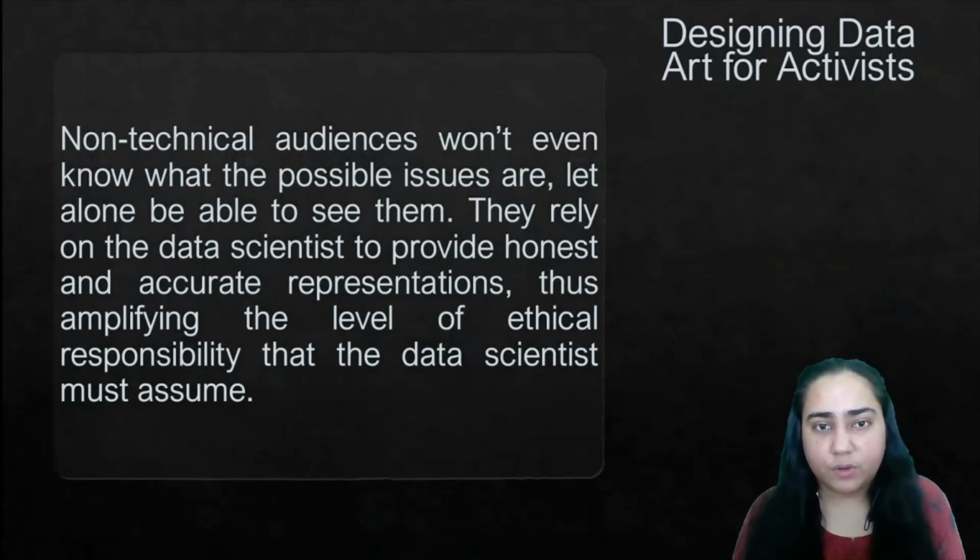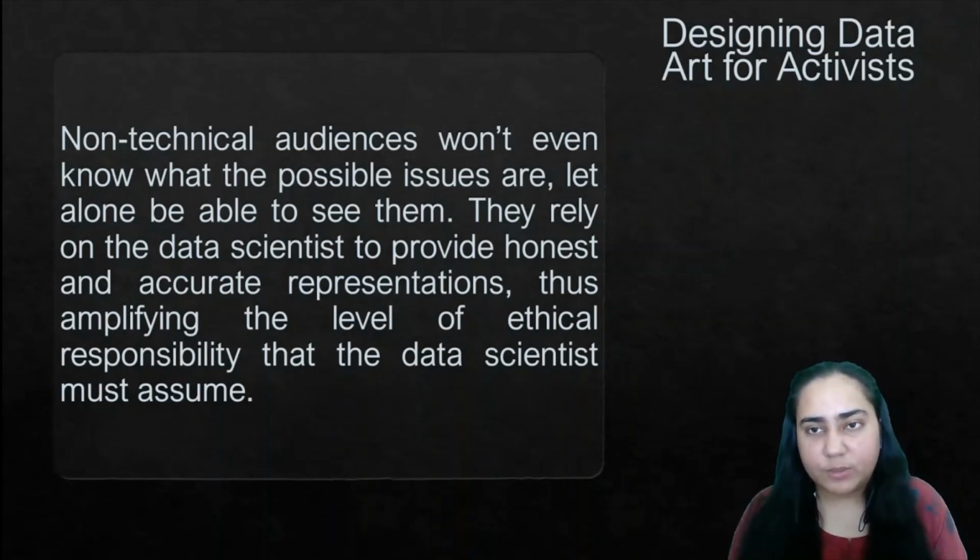Non-technical audiences won't even know what the possible issues are, let alone be able to see them. They rely on the data scientist to provide honest and accurate representations, thus amplifying the level of ethical responsibility that the data scientist must assume. So as a data scientist, your responsibility is amplified when you are creating data art, because your audiences do not know anything about analytics, and so they depend totally on you to portray a clear, true, correct picture of the data.